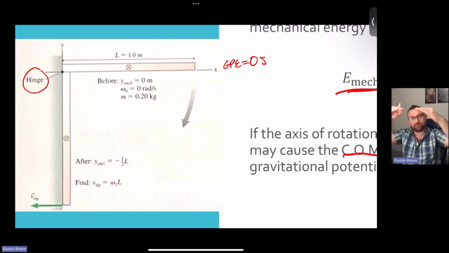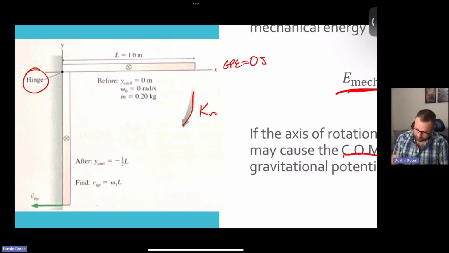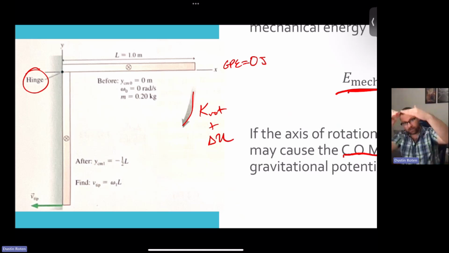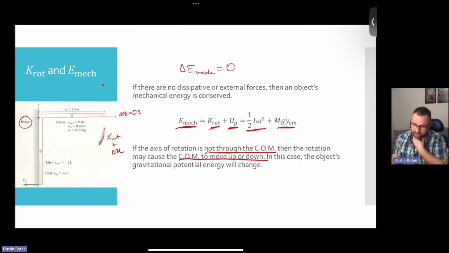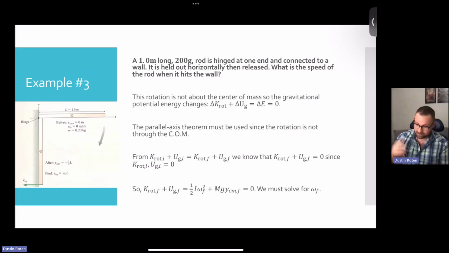So not only does it have rotational energy, K rot, but we're also going to have a change in potential energy. So those need to be accounted for in off-axis rotations. And that's why when I talk about the mechanical energy of this rotational situation, the gravitational potential energy is also included. So let's actually do some math with this example.